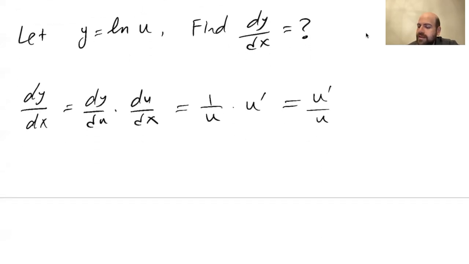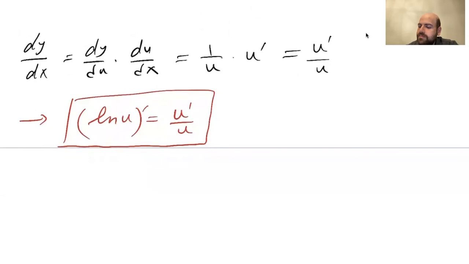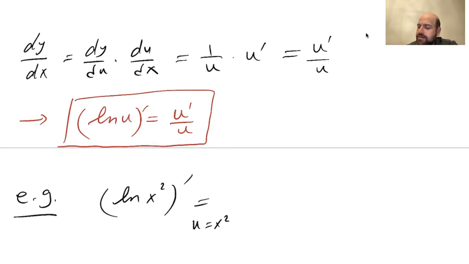So we can say that the derivative of ln u is equal to u prime over u. For example, let's say the derivative of ln x squared. My u here is x squared, so I can say that it's the derivative of x squared over x squared, and that's 2x over x squared, which is 2 over x.